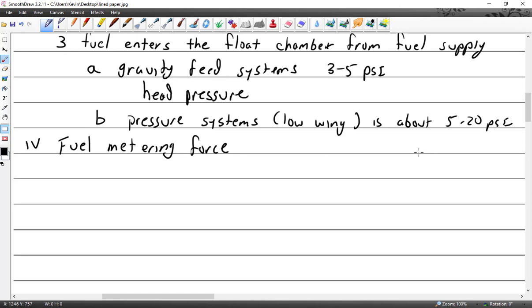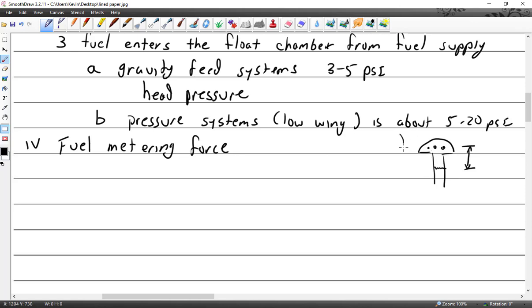So we have a discharge nozzle. It has little holes in it. And the fuel level's right here. So between here and here, they say fuel metering force is what is required to raise the fuel that high. So what is actually the force required to raise the fuel that high? Where do we get this force?